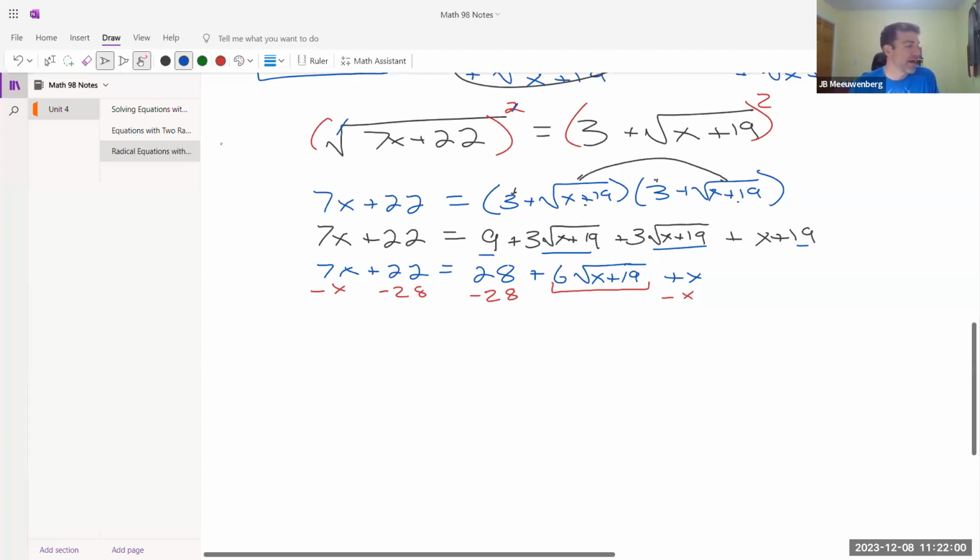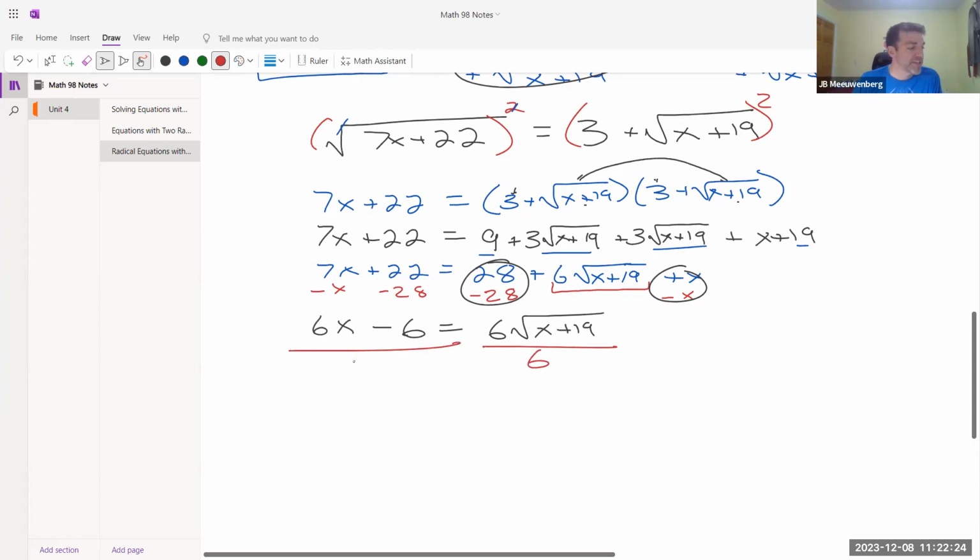So when we do that, on the left, we're going to have 6x minus 6 equals, this is gone and this is gone, 6 radical x plus 19. Now, there's actually one more thing we can do here to clean this up before we go any further. We can clear this x. We can divide this by 6, and we can divide this by 6, okay?